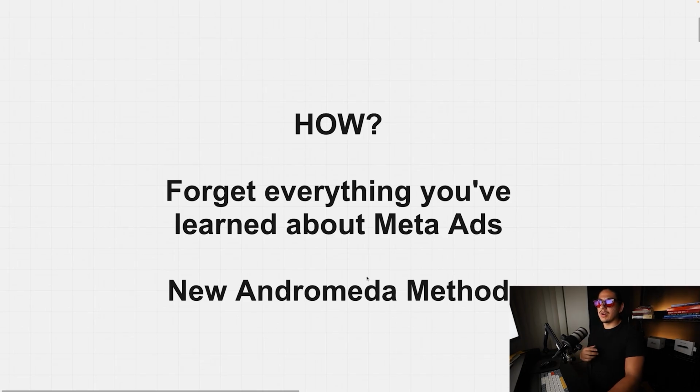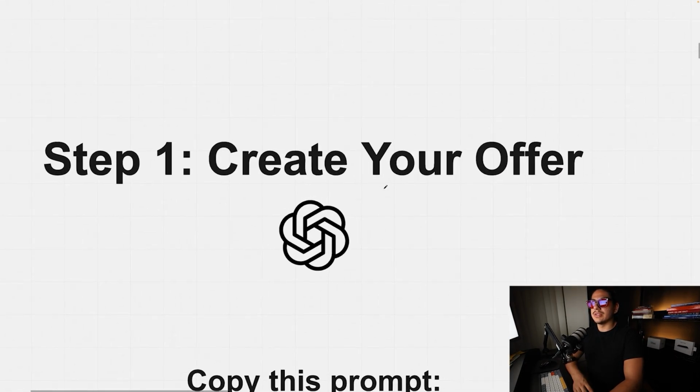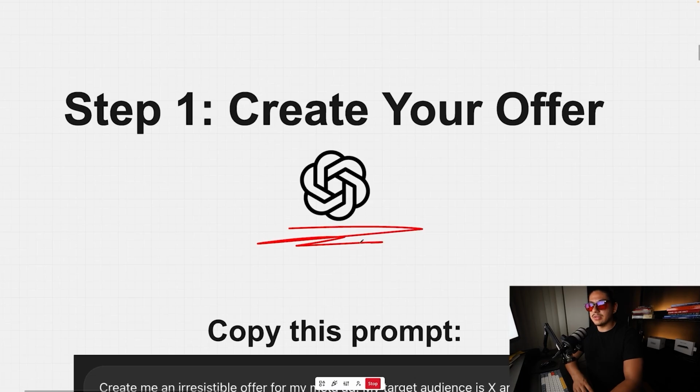Well, first off, I want you to forget everything that you've learned about meta ads, because with the new Andromeda update, there's a brand new Andromeda method that I'm going to be teaching you here. So get ready. So step 1 is going to be to create your offer again using AI. So in this case, ChatGPT will do.